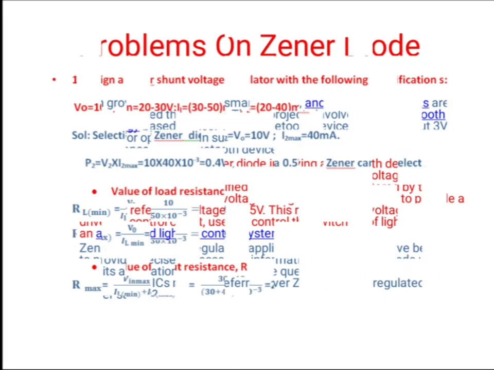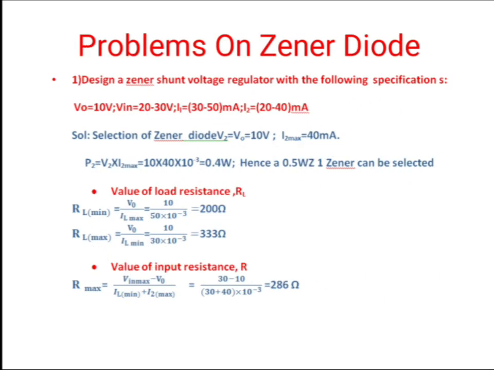Let's discuss some problems on a Zener diode. The first one: design a Zener diode shunt voltage regulator with the following specifications. V0 is 10, Vin is 20 to 30 variations, load current is 30 to 50 milliamp, and I2 is 20 to 40 milliamp. For this, write down the given parameters. We know the formula for power: power equals voltage into current, taking the maximum values, the highest values.